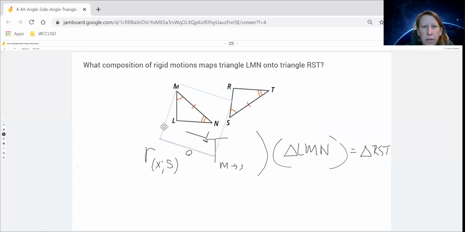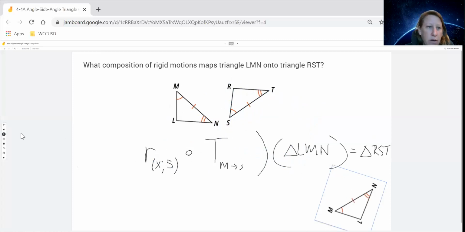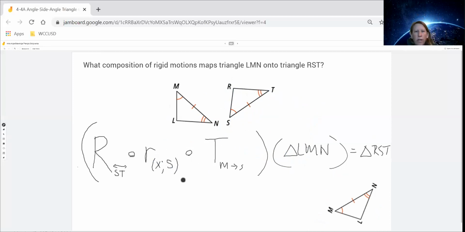and M. Okay, and then the last thing that we have to do, what's the other R stand for? We have to reflect it. And where did we reflect it? Well, we're going to reflect it over line ST. This is one way you could write how to show that triangle LMN matches up on triangle RST.